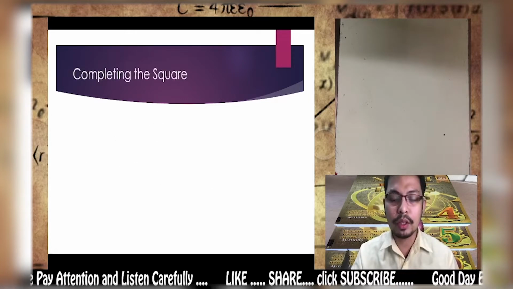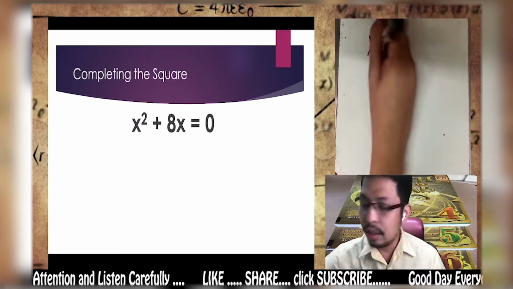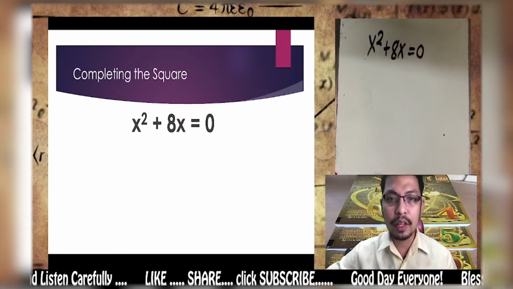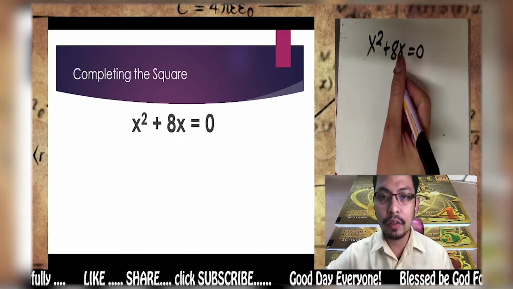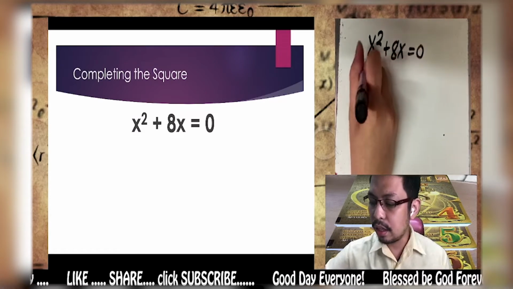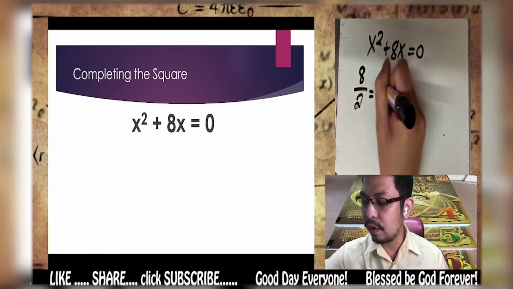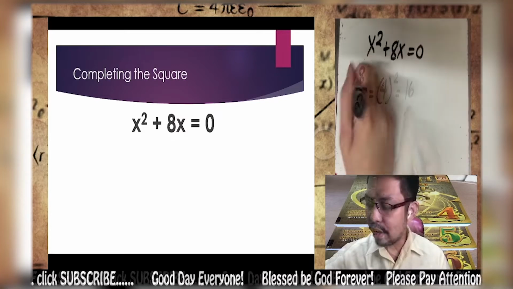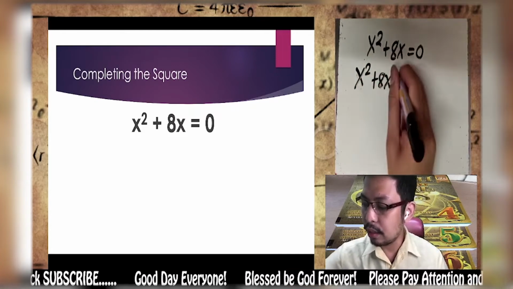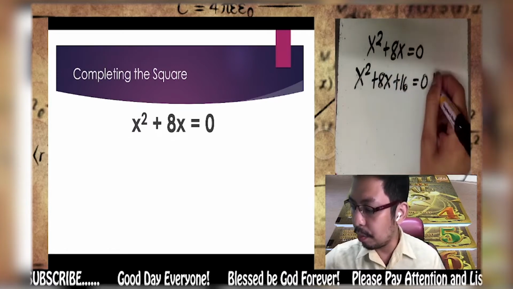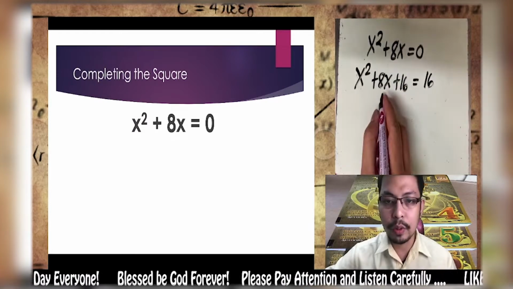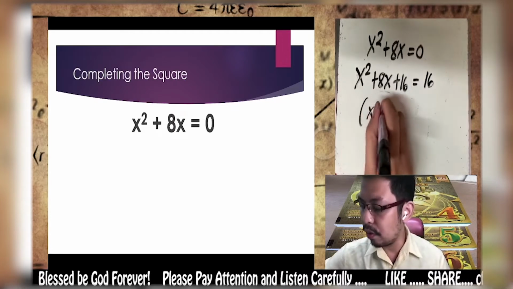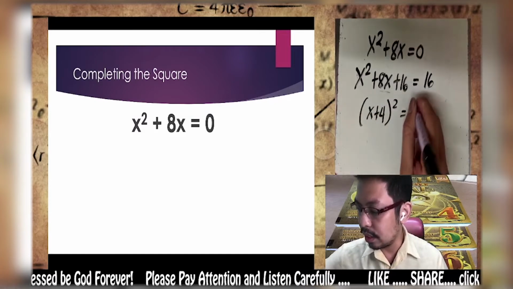Next method is completing the square. We have x squared plus 8x is equal to 0. So we have to make it a perfect square trinomial. So get the coefficient of the linear term, which is 8, divided by 2, that's 4, and then square it. Then we have 16. So we have x squared plus 8x plus 16 is equal to 0 plus 16. So this is a perfect square trinomial. Let's make it a square of binomial. So this is the quantity x plus 4 squared is equal to 16.